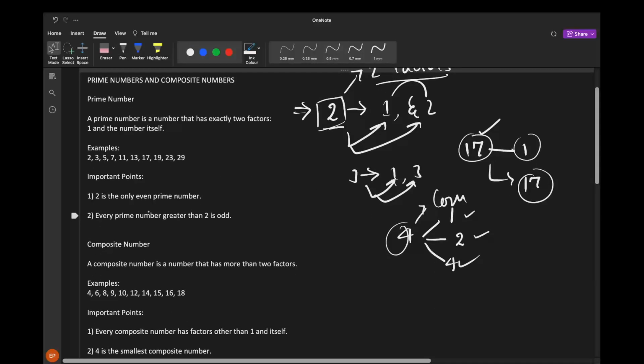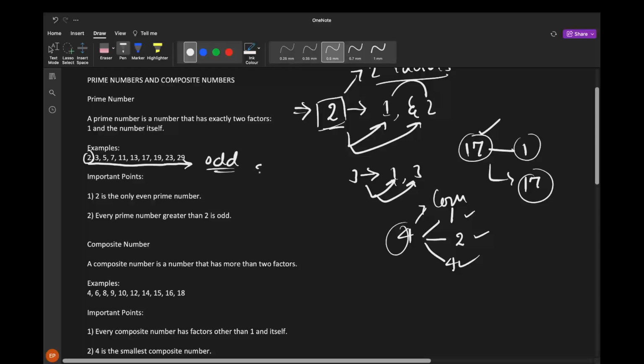And here are some important points. 2 is the only even prime number. In this list, you can notice that there are no even numbers other than 2. All the numbers except 2 are odd. This is a special case: only 2 is the even prime number.